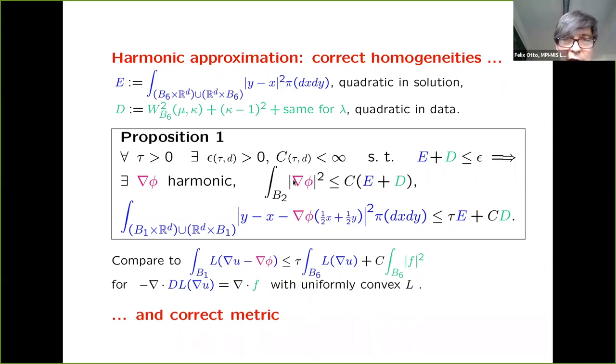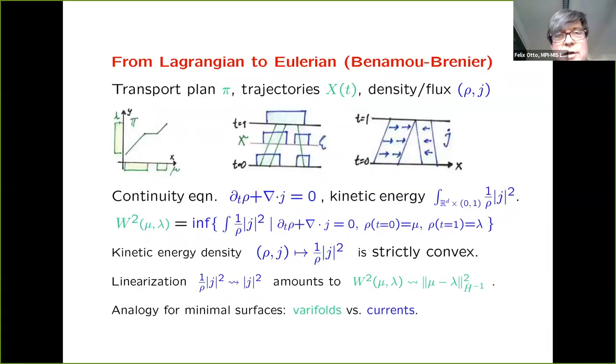Okay, now I owe you an explanation of how to get this harmonic gradient. And in fact, in order to do so, I have to change a little bit the perspective on optimal transportation. And that's a beautiful observation by Jean-David Benamou and Yann Brenier, which is kind of folklore by now in optimal transportation, namely that there is a more fluids, a more Eulerian way of thinking about optimal transportation.